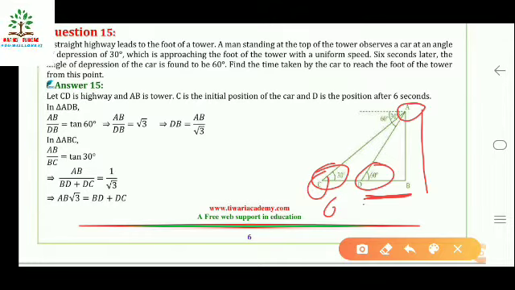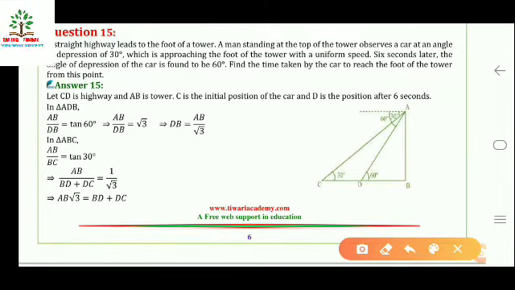Look at the question carefully. A straight highway leads to the foot of the tower. A man is standing at the top of the tower, that is at point A, and observes the car at an angle of depression of 30 degrees. So this angle is 30 degree. The car is approaching the foot of the tower with a uniform speed, and 6 seconds later the angle of depression of the car is found to be 60 degree. From 30 it becomes 60 degree after 6 seconds. So find the time taken by the car to reach the foot of the tower, that is, the time taken by the car to reach point B from D. Okay, so look here. Now let CD be the highway and AB be the tower.